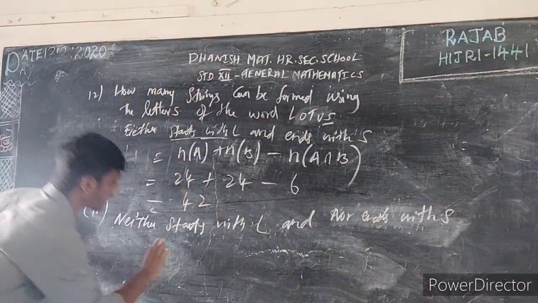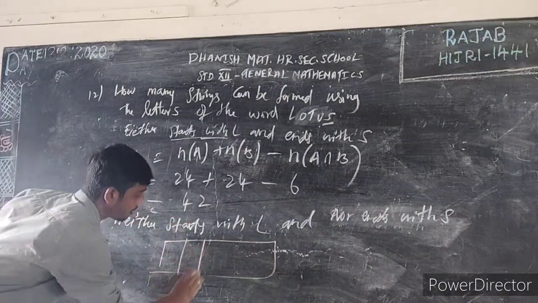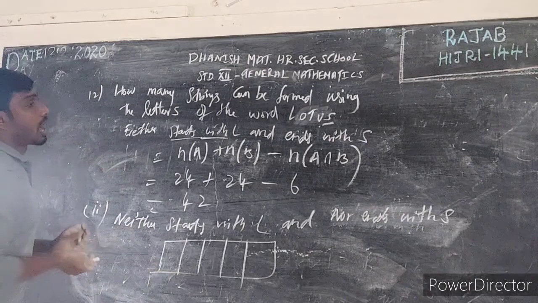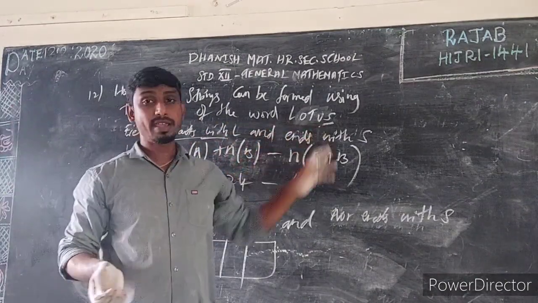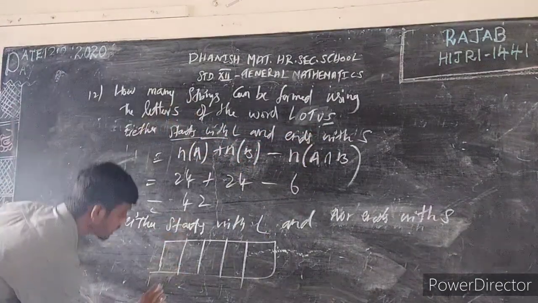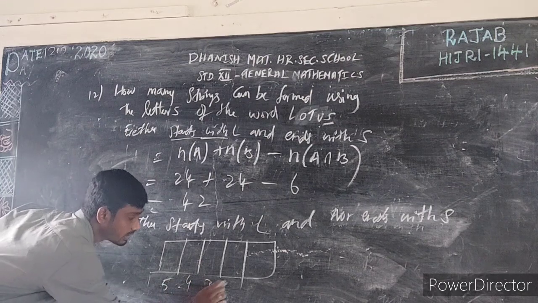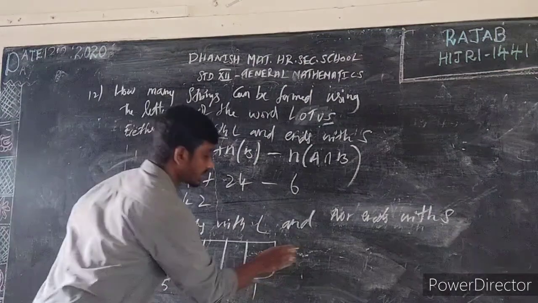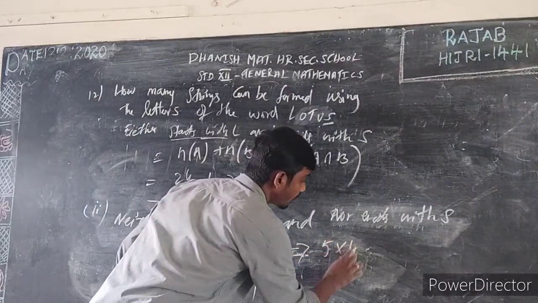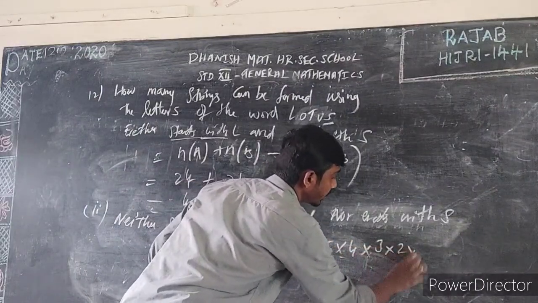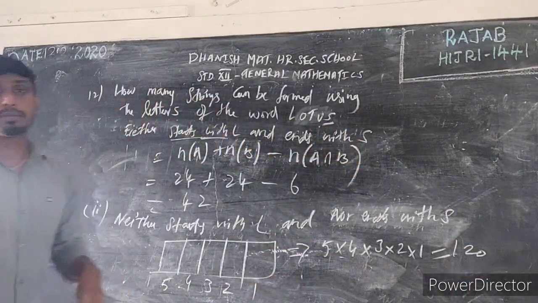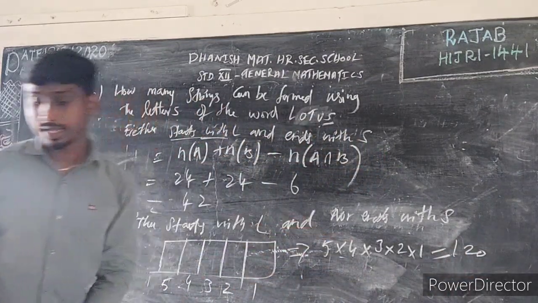Now we are going to write like this: 1, 2, 3, 4, 5. How many letters are here? LOTUS has 5 letters. Now write 5, 4, 3, 2, 1. So 5 into 4 into 3 into 2 into 1, that is 120. Using the fundamental principle, you are getting 120 here.